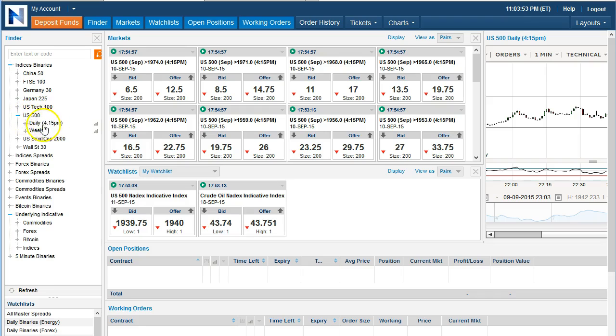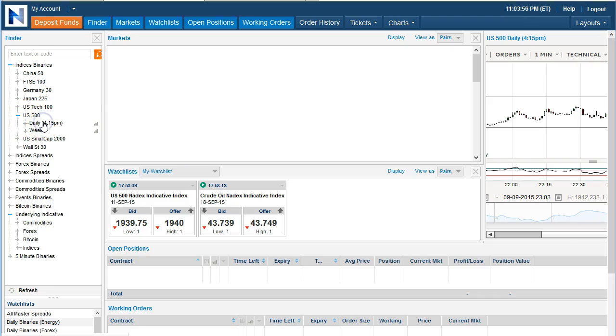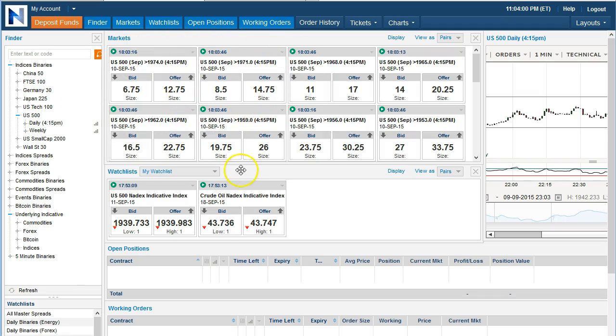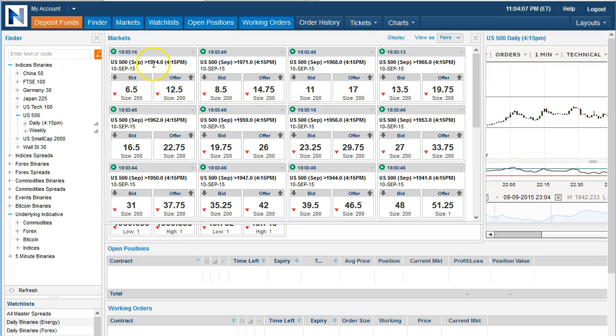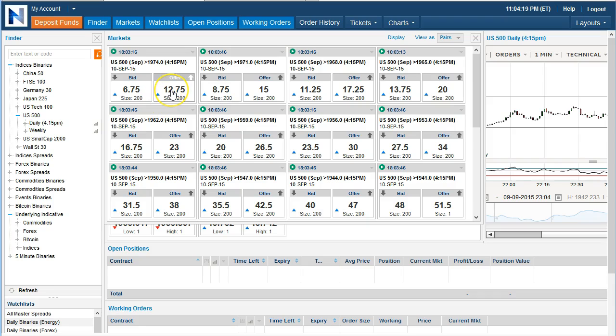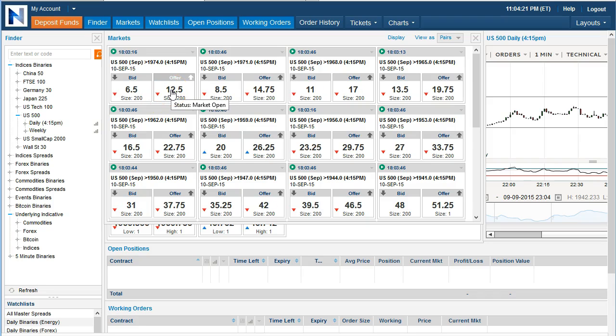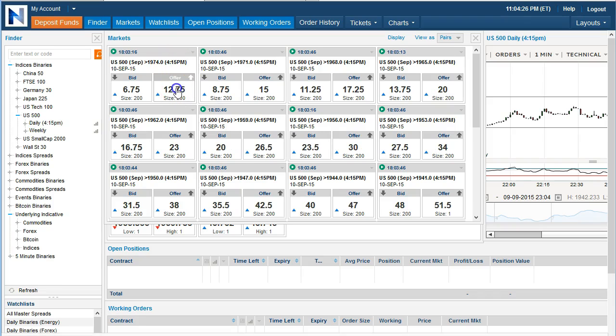So we'll go to the US 500. We'll do the daily. I left click it. It's going to pull up all the contracts that are available. I'll bring this down so you can see all the different contracts. Well, look, we have the 1974s. The bid is $6.50. The offer is $12.50. Well, guess what? We know we're in 1940 right now. These expire the same time, at 4:15 tomorrow afternoon. It tells you they're the dailies.